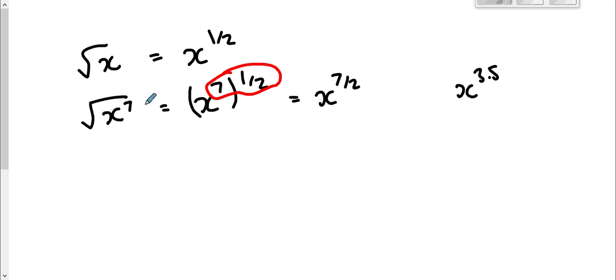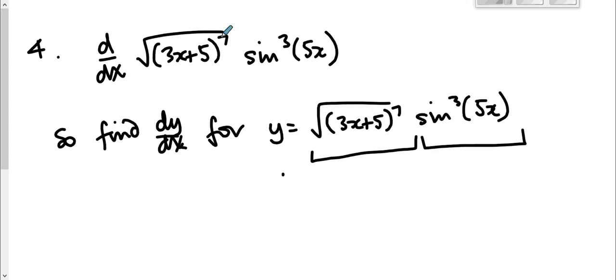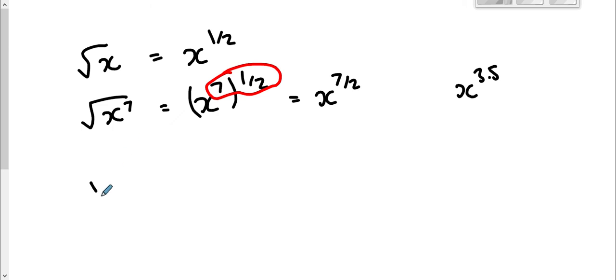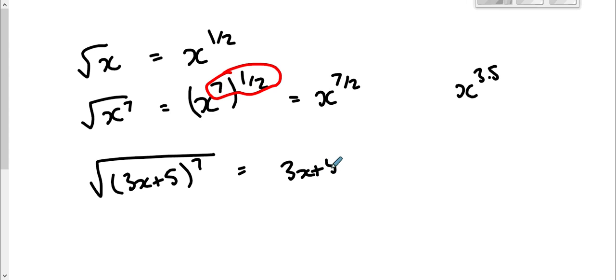So that means that this problem on the previous page here, 3x plus 5 to the power 7, can be written as 3x plus 5 to the 7 over 2. So we're going to need to use that. So I'll go back and I'll fill that in.